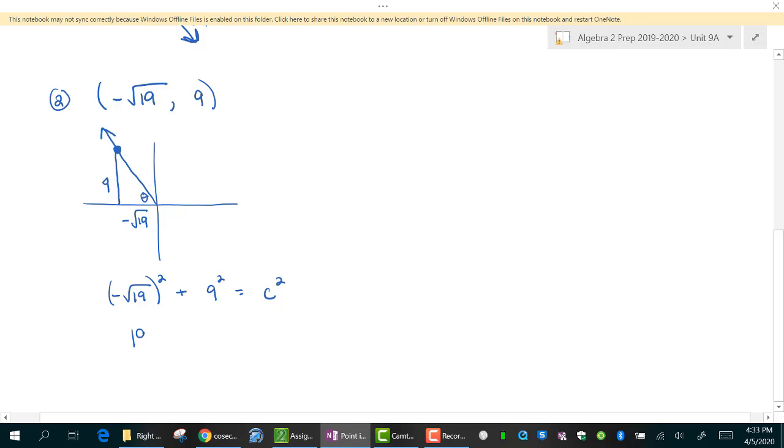So this actually becomes 19 plus 81 equals c squared. So 19 plus 81 is 100. I take the square root of both sides and I get c equals 10. So that's my hypotenuse. So again, it's always helpful to label.